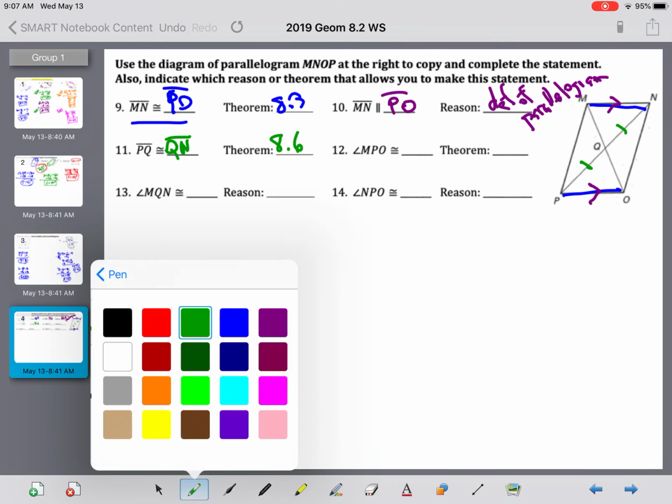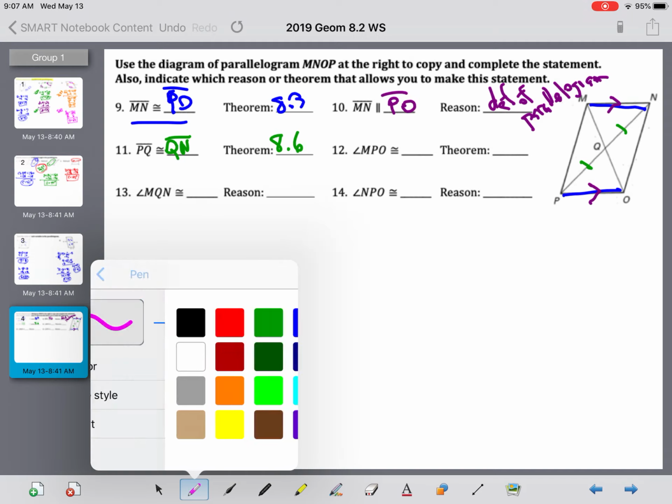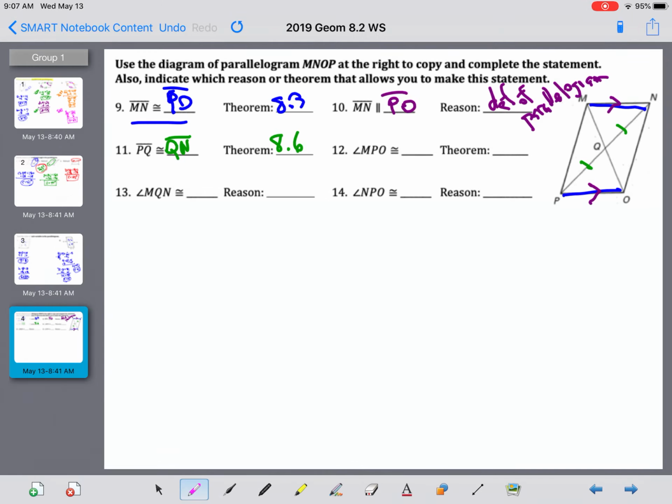New color. Angle MPO, so this angle here is going to be congruent to this angle here, so that's going to be angle MNO, and that's going to be opposite angles are congruent. That's Theorem 8.4.